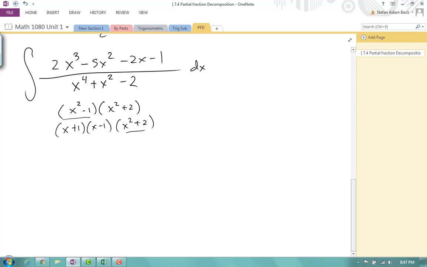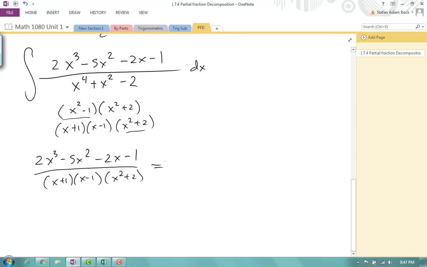And the rules for this decomposition are going to look like this. This is going to say that (2x cubed minus 5x squared minus 2x minus 1) all over (x plus 1)(x minus 1)(x squared plus 2) should be equal to some number over x plus 1 plus some number over x minus 1 plus actually a line all over x squared plus 2.